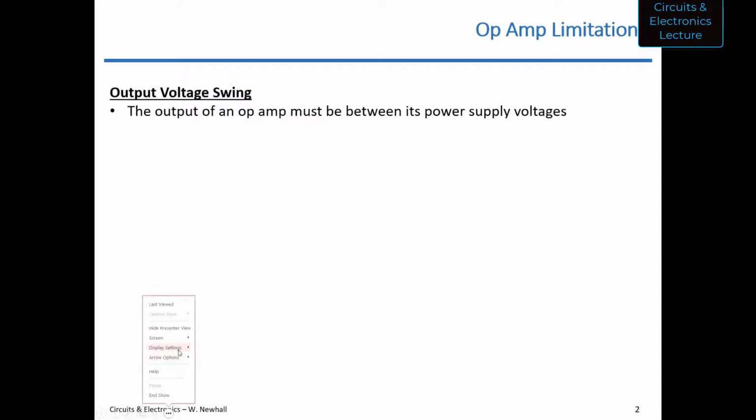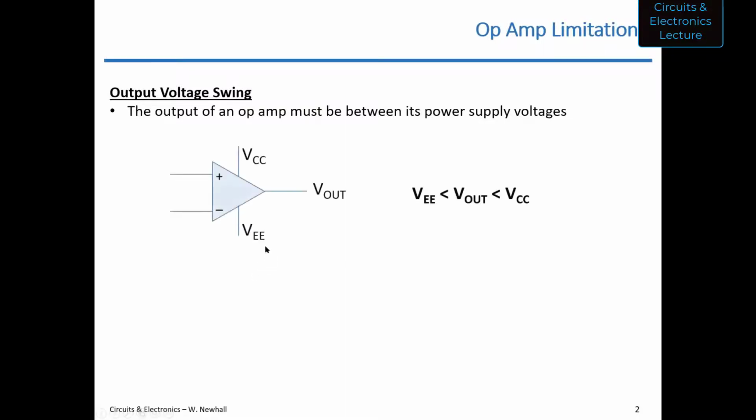One limitation of an op-amp is called the output voltage swing. And that means this: the output voltage of an op-amp must be between its power supply voltages. In other words, the output can't go higher than its positive supply voltage. It can't go lower than its negative supply voltage. Kind of intuitive. If I have 10 volts at VCC and maybe minus 10 volts at VEE, then the output has to fall somewhere between those two voltages, right? So here's the output voltage swing. Stated in an equation, V out is between VEE and VCC.